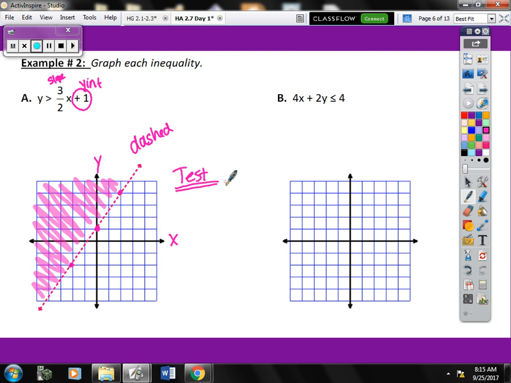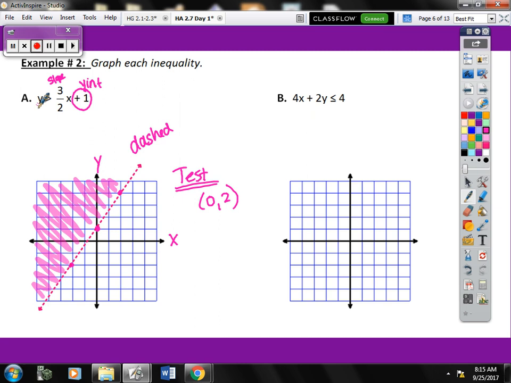Now, I can't use 0, 0 as my test point this time because 0, 0 is not in the shaded region. You can pick any point that you want. Some students like to pick numbers that are on the x or the y axis so that one of the values is 0. So you might want to pick 0, 2, 0, 3, or you could also pick -3, 0. I'm going to pick 0, 2.